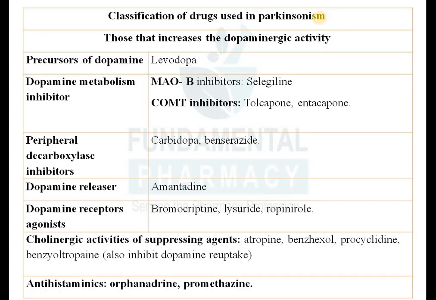So classification of drugs used in Parkinson or anti-Parkinson disease. So what will be the classification? First will be those drugs which will increase the dopaminergic activity. Okay, dopaminergic activity or dopamine. So for example, dopamine precursor, that is levodopa.